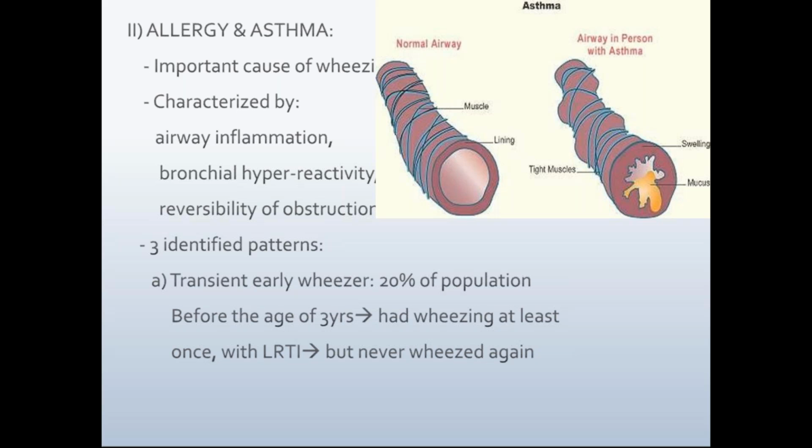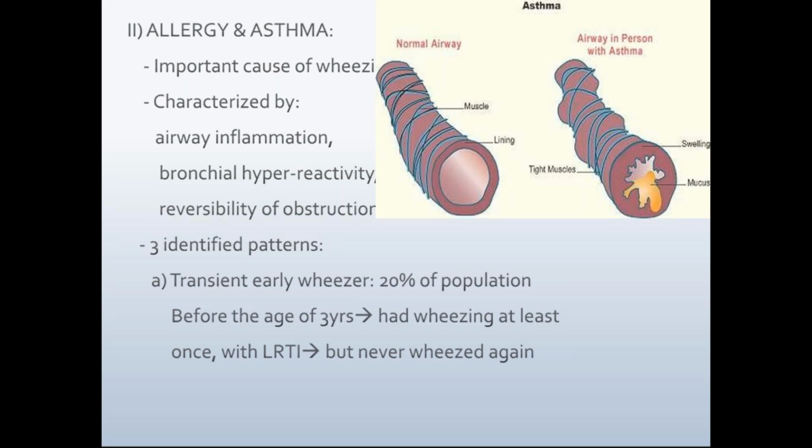Another thing is we already discussed, another important cause is asthma due to wheeze. We already discussed these three names. What is transient early wheezer, persistent wheezer, and late onset wheezer? See, we have to know all these definitions. What is a transient early wheezer? It is seen in 20% of population.